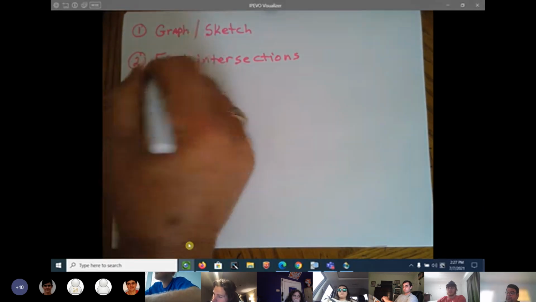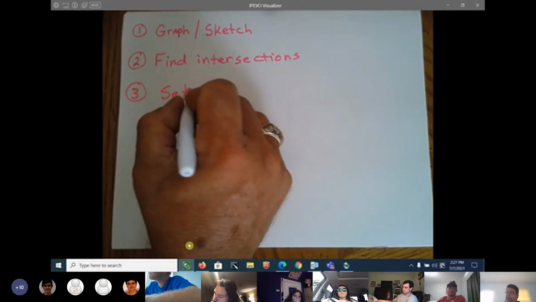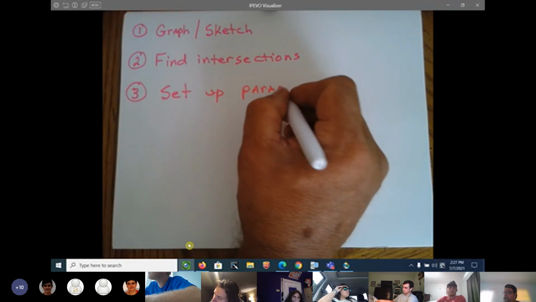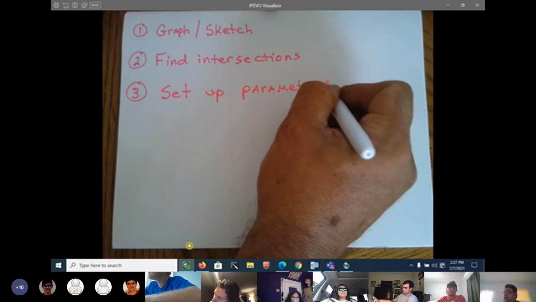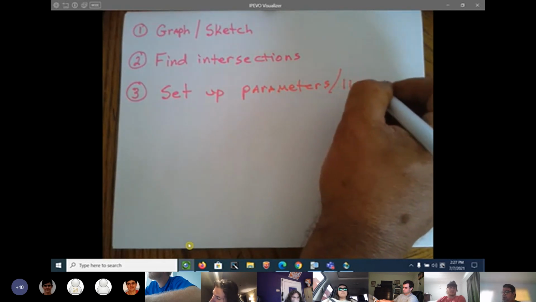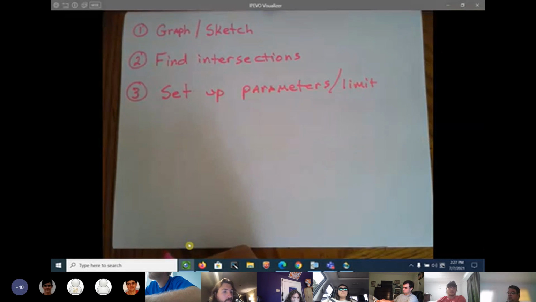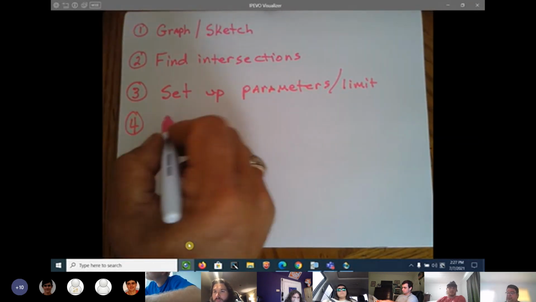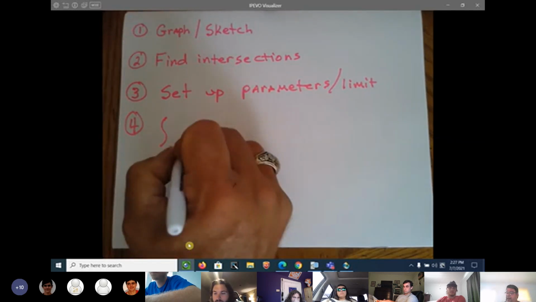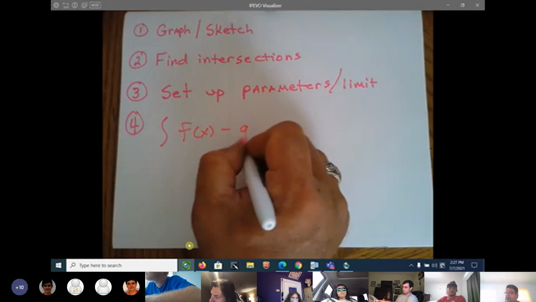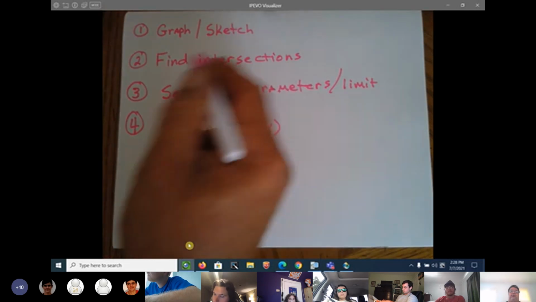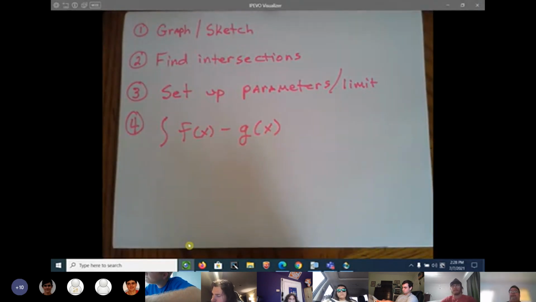Three, set up parameters / limits, your lower limit and your upper limit. And four, the area between two curves is the antiderivative of f of x minus g of x. That's how you find the area between two curves.